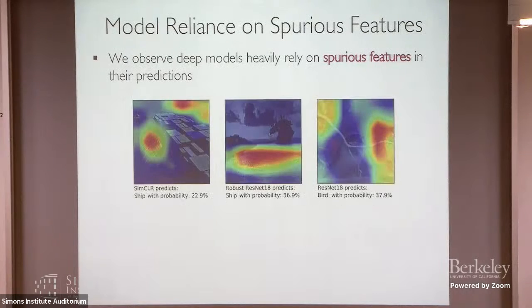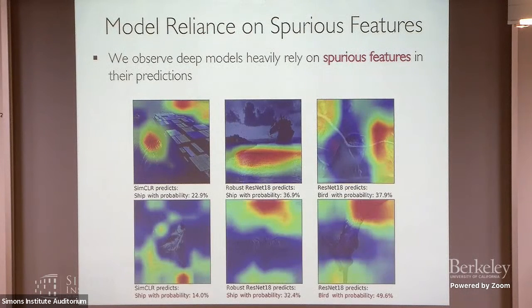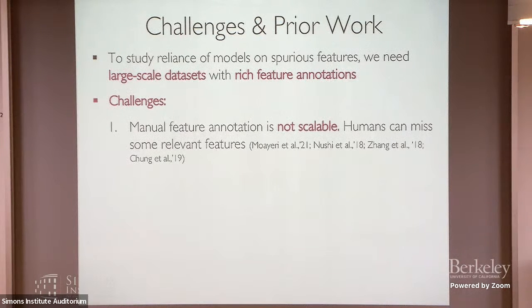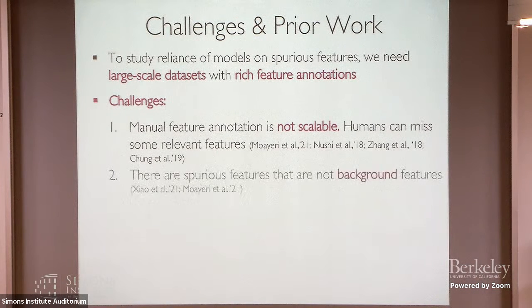Okay, so I'll skip this slide for the sake of time. To study reliance of models on spurious features, we need large-scale data sets with rich feature annotations. But we have a lot of challenges here. The manual feature annotation is very expensive. You cannot go one by one and annotate your images. And you may actually miss some relevant features.